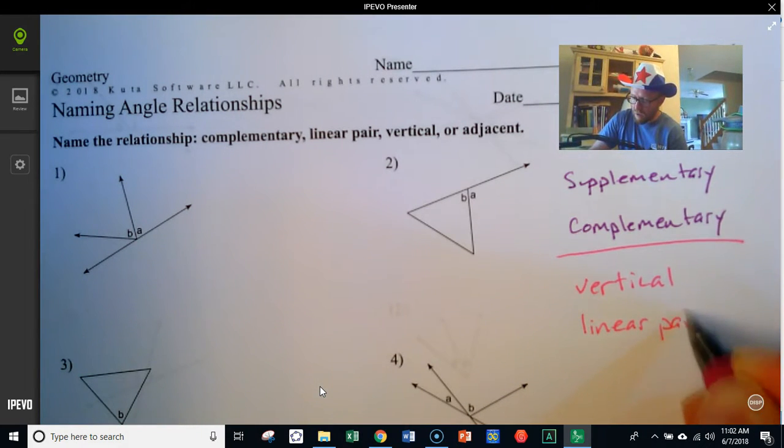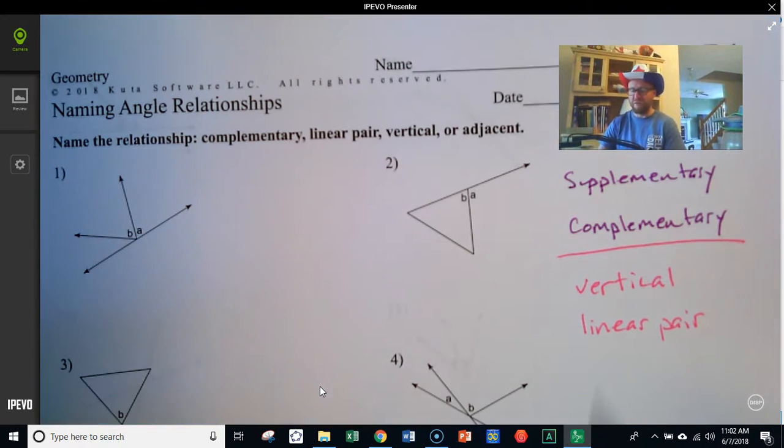Next we have a linear pair. Right? You see the word line in the middle of that. So when two angles come together to form a straight line, right? Like that, when they come together to form a straight line, then they're called a linear pair. Linear pairs, by the way, are also supplementary. They add up to 180 degrees.